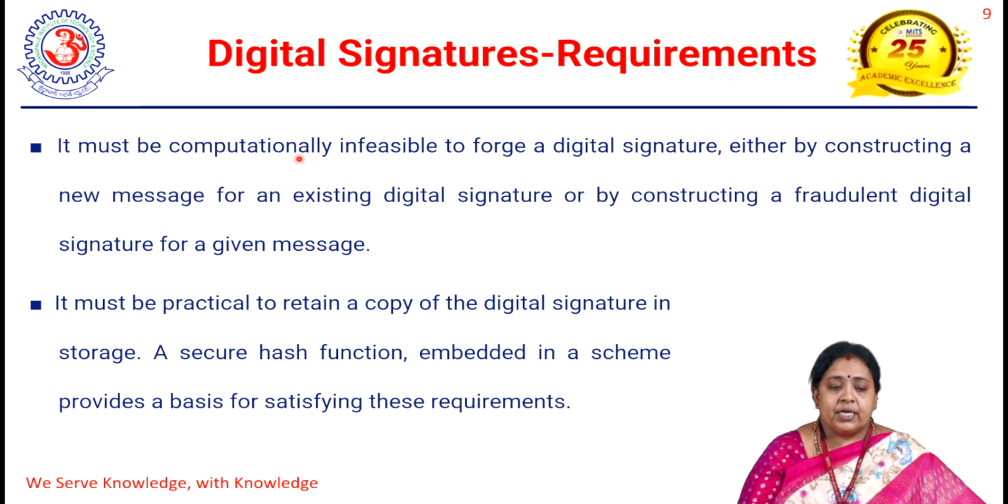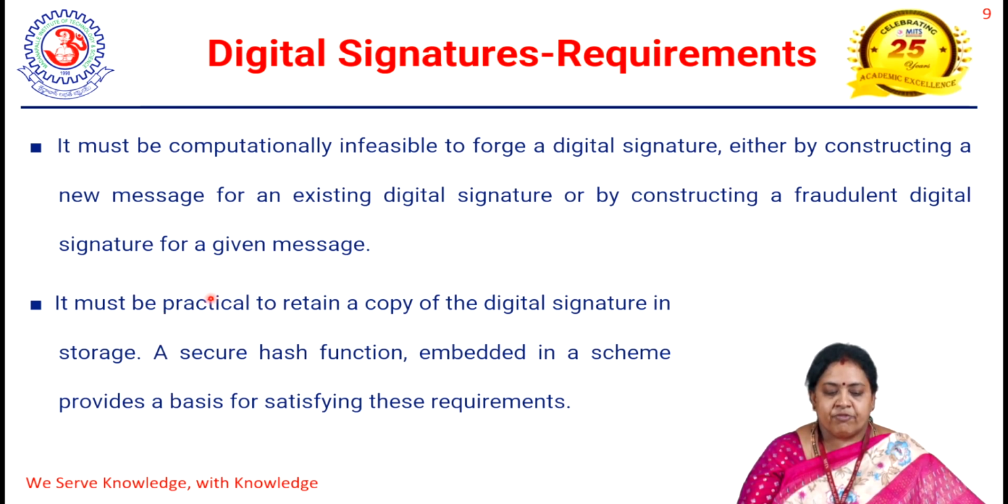One more important requirement is that it is computationally infeasible to forge a digital signature, either by constructing a new message from an existing digital signature or by constructing a fraudulent digital signature for a given message. That is very important. For this purpose, we are going to use the hash functions. A hash function is a one-way function, so it makes it computationally infeasible to produce another digital signature for the existing document. And it must be practical to retain a copy of the digital signature in storage.